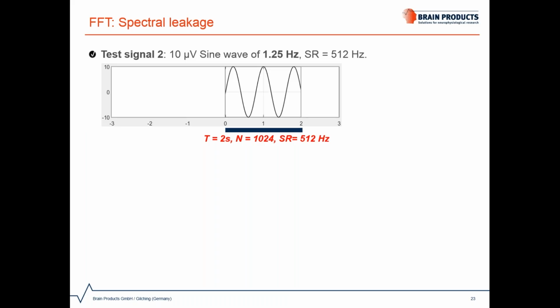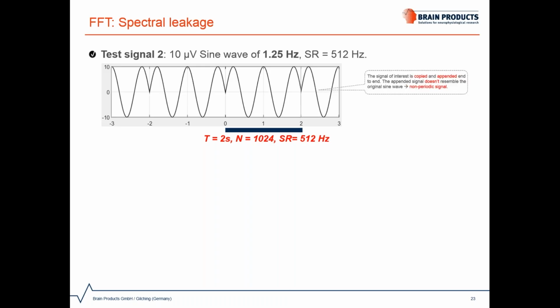FFT implicitly assumes that the input signal repeats itself. So it tries again to copy this snippet of signal and appends it before and after, as we have seen before. But now, the appended signal does not look like the original signal. In this case, the signal is said to be non-periodic in the sense that there is a discontinuity or an abrupt transition at the junctions where the snippet of the signal is appended.